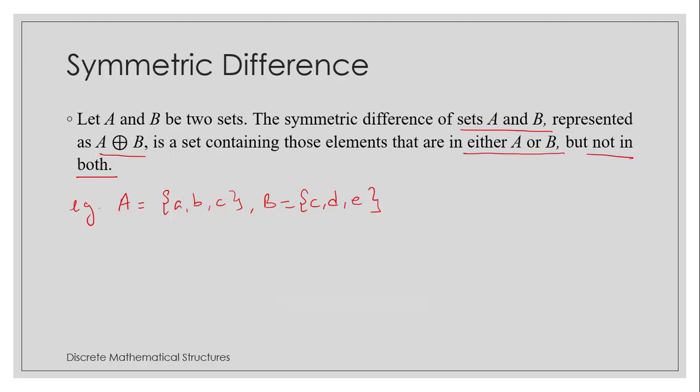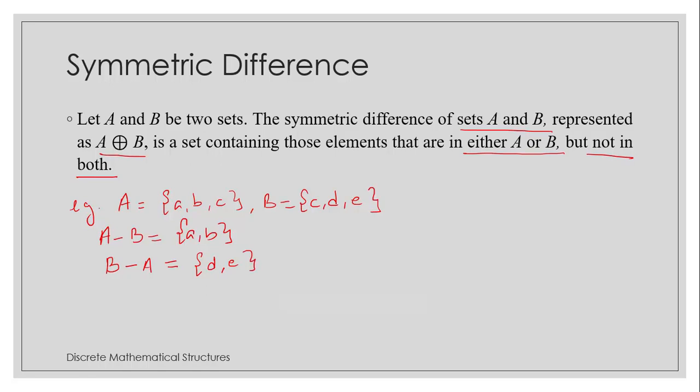Now, if I find only those elements which are present in A but not in B, that can be done using A minus B, and the answer will be A, B. Now, if I want to find those elements which are present in B but not in A, that can be done by finding B minus A. This will be equal to D, E.